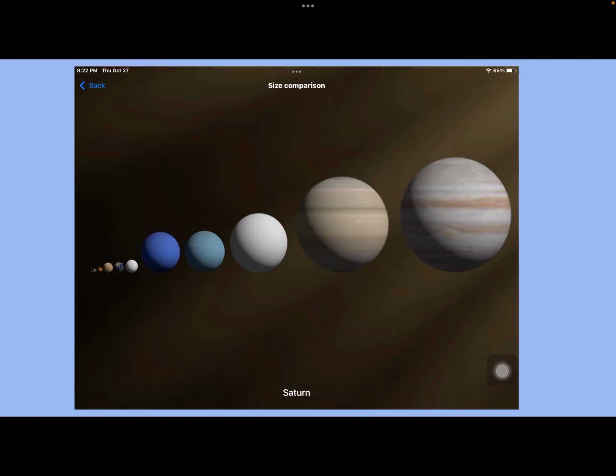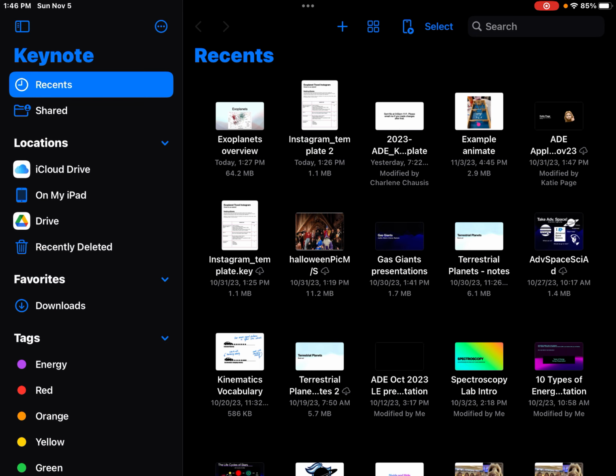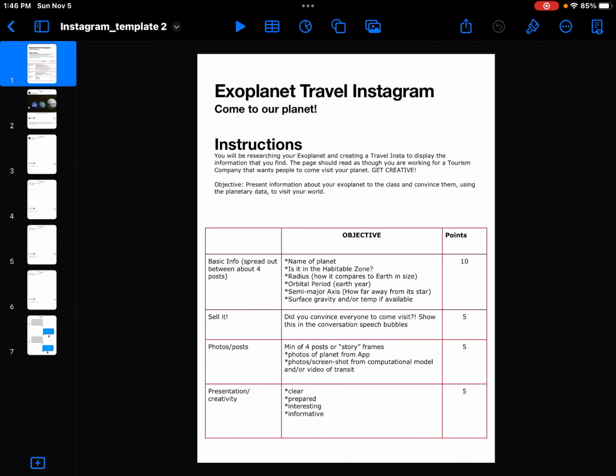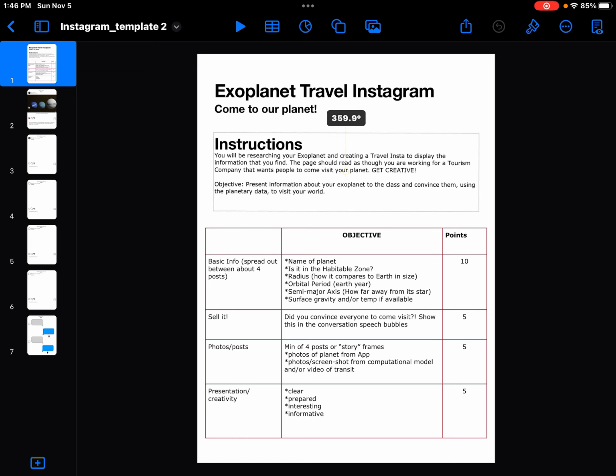So let me show you the Exoplanet Instagram template. This is shared with you. And here are the instructions. You'll be researching your exoplanet and creating a little travel account, like you're a travel agent, and you're going to have a fake Instagram account here for the information that you find. So pretend you're working for a tourism company and you make money if people come to your exoplanet.